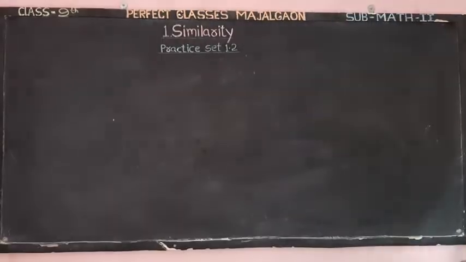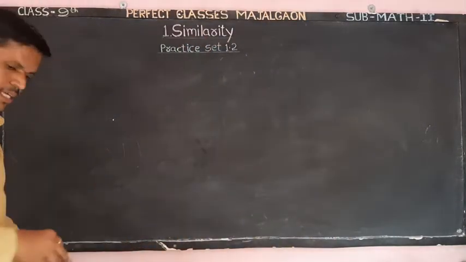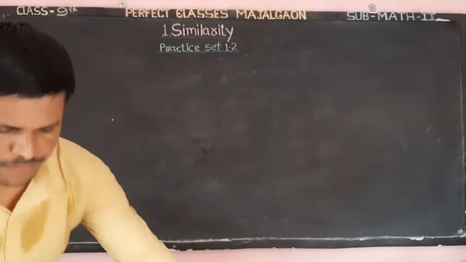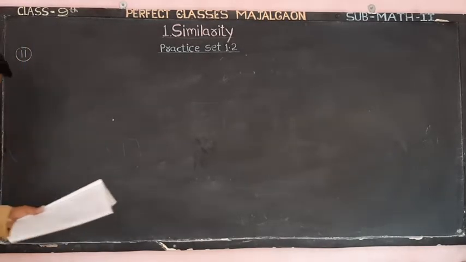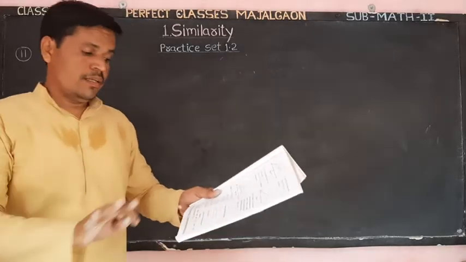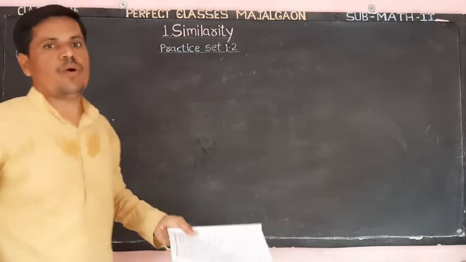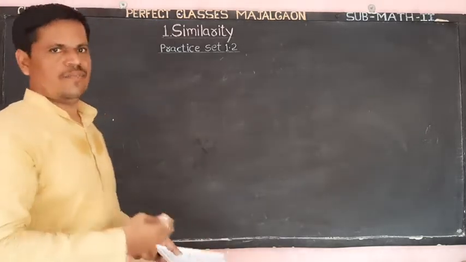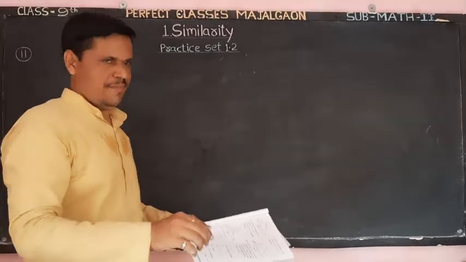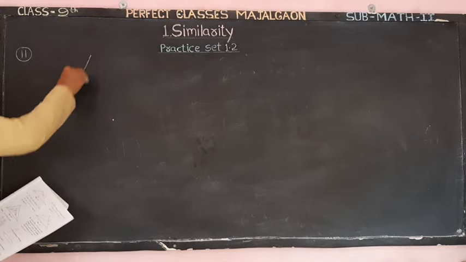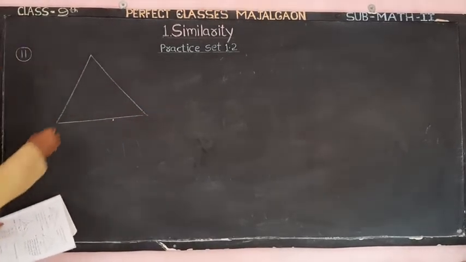Question number 11. How to solve question number 11? You see here. I write question number 11. In triangle ABC, they have not given the figure of question number 11. From the given information, we must construct the figure. How to construct the figure? Ray BD bisects angle ABC. Here, first I construct triangle ABC from the given information. This is the triangle ABC.